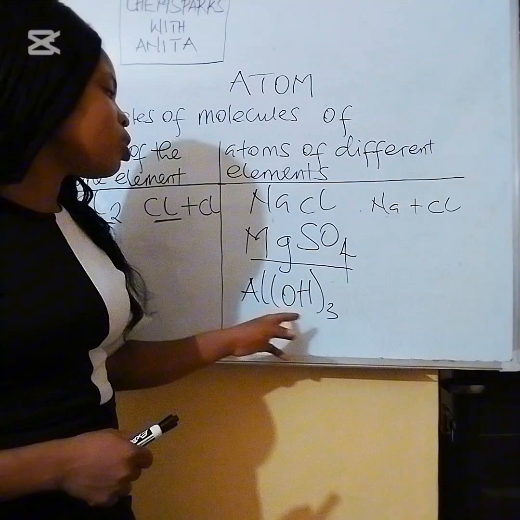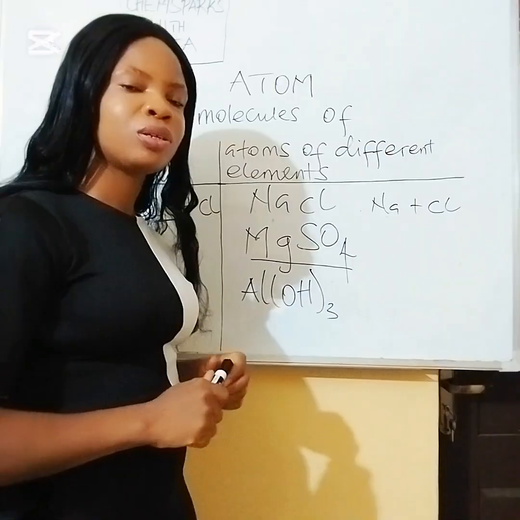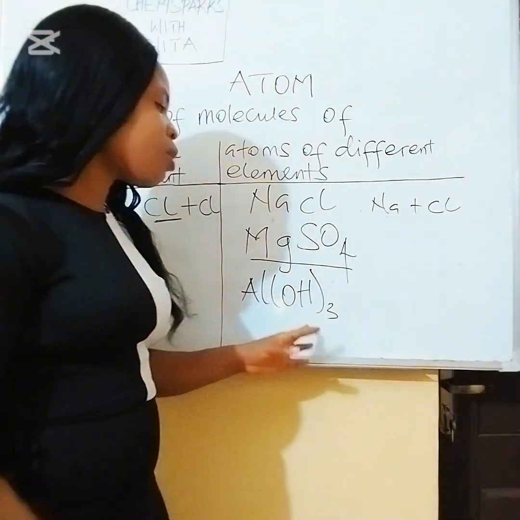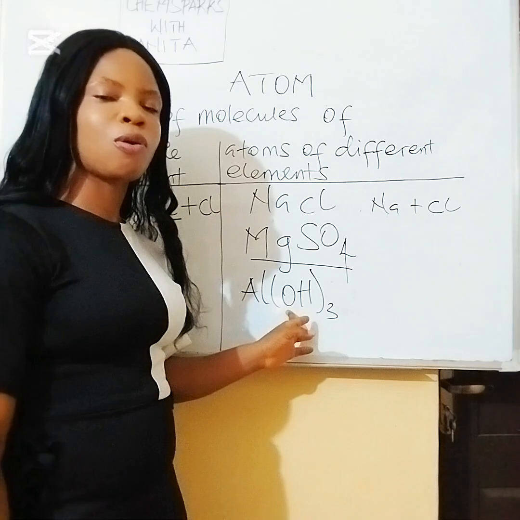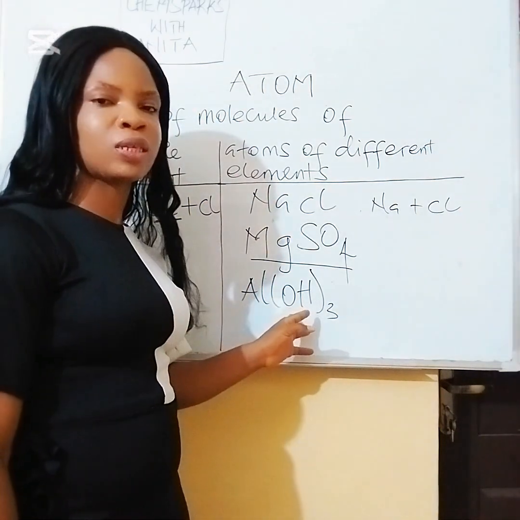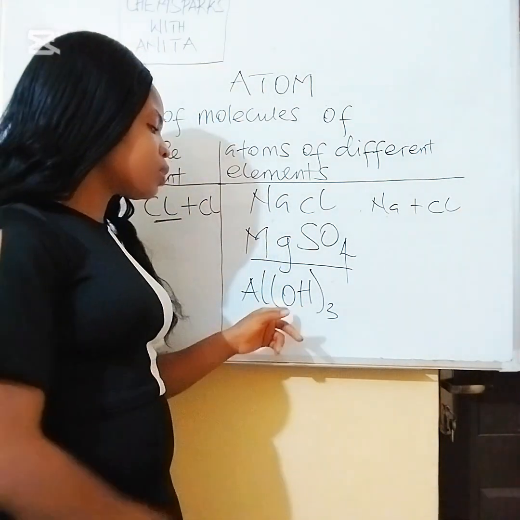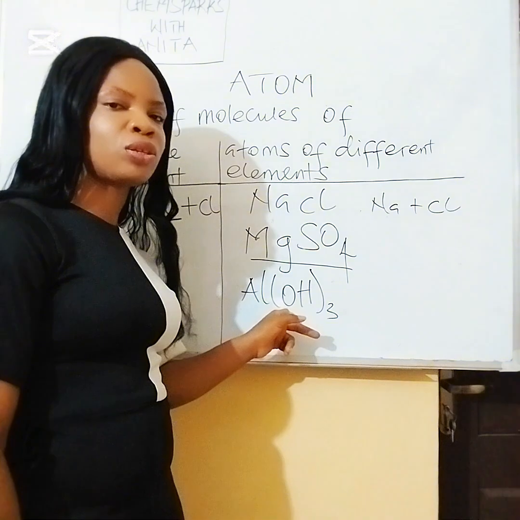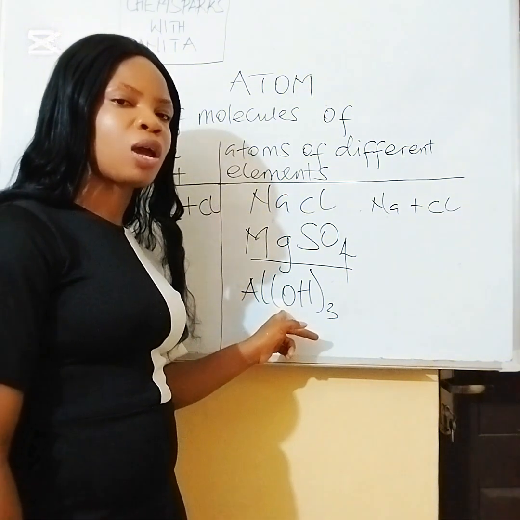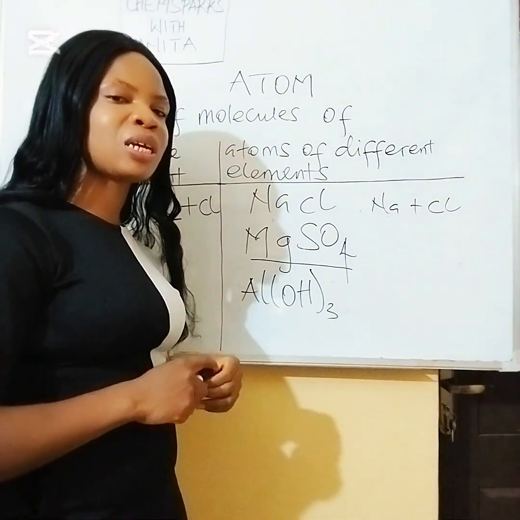Now we have aluminium hydroxide. I want you to mention the number of atoms that make up this compound, aluminium hydroxide. How many atoms make up a molecule of this compound, aluminium hydroxide? I'll be waiting for your answer in the comment section.